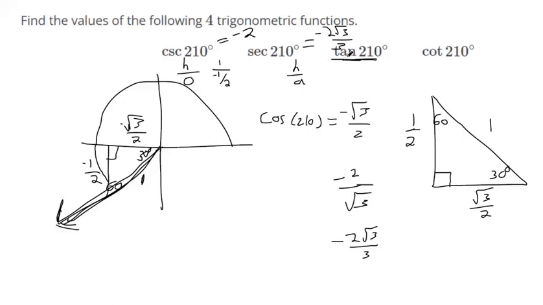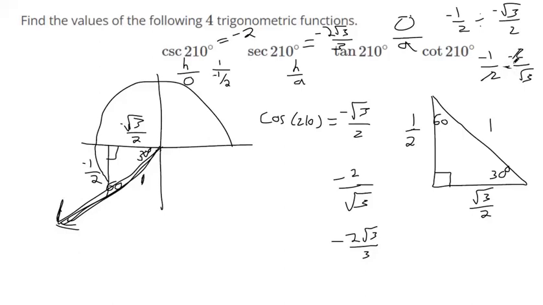And then tangent is the opposite over the adjacent. So tangent of our reference angle, the opposite's -1/2. And that's being divided by the adjacent, which is negative square root of 3 over 2. So negative divided by a negative makes a positive. And then we can flip and multiply this second fraction. So that's going to be times 2 over the square root of 3.